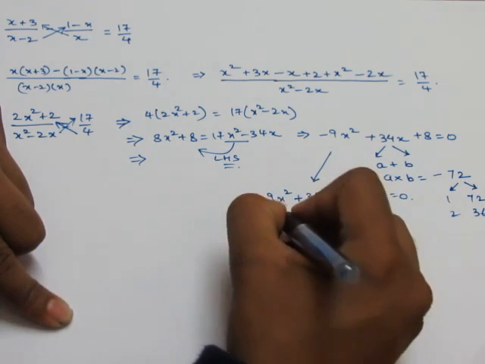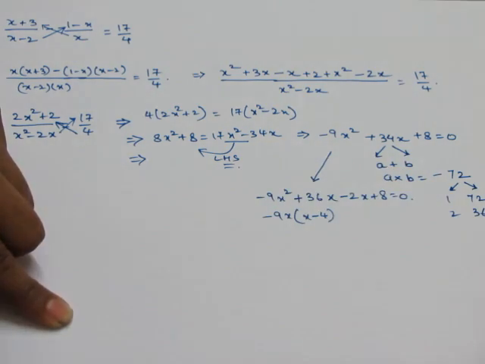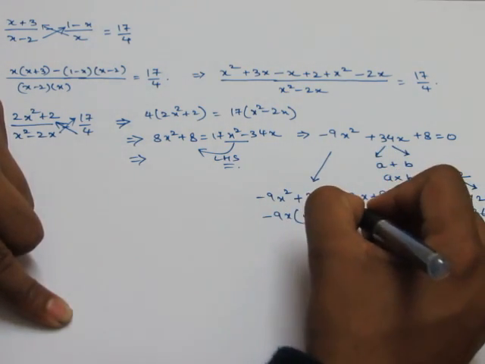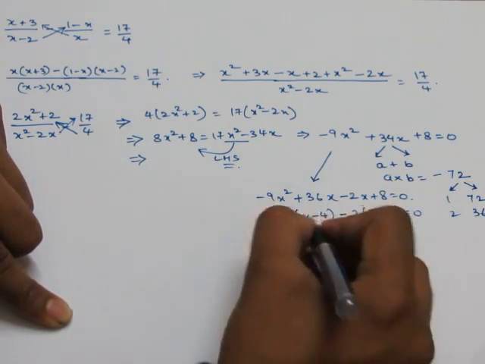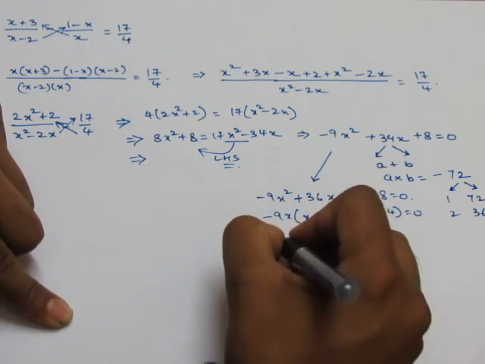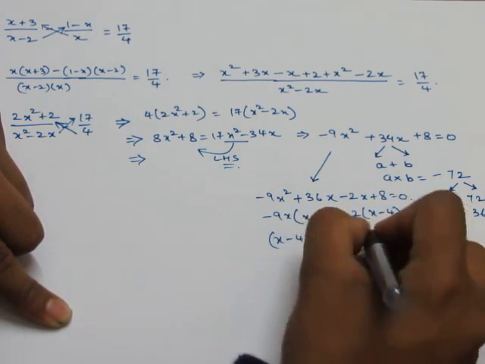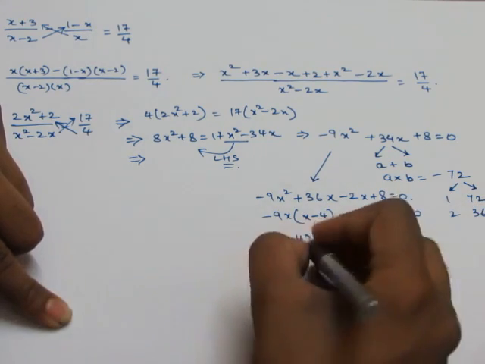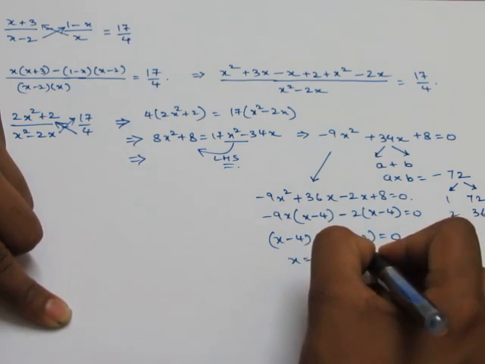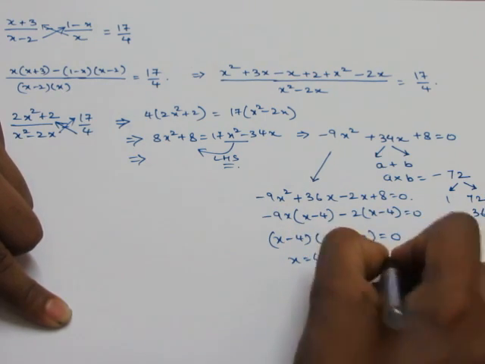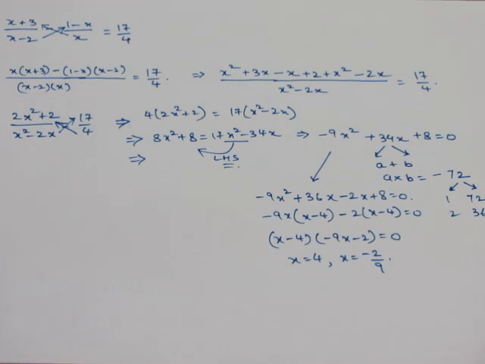Taking minus 9x common, I get (x - 4). And taking minus 2 common, I get (x - 4) equals 0. Taking (x - 4) common now, I get (x - 4)(-9x - 2) equals 0. So I get x equals either 4 or x equals minus 2 by 9. Is this clear?